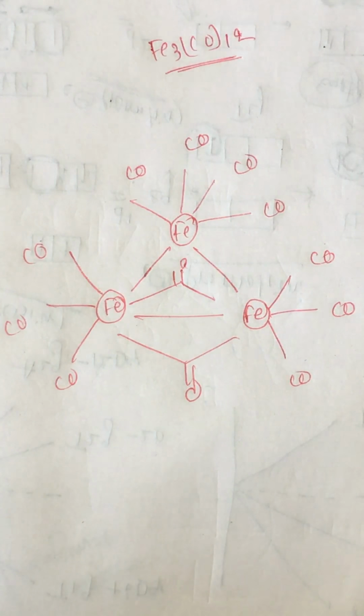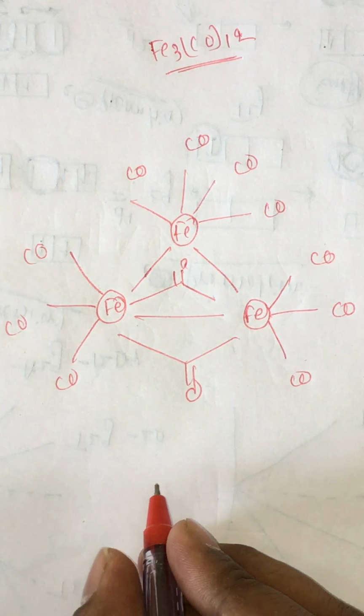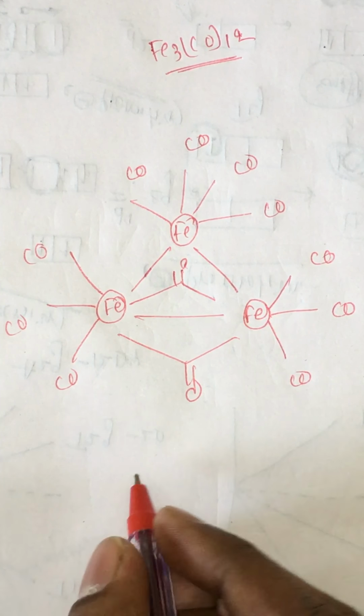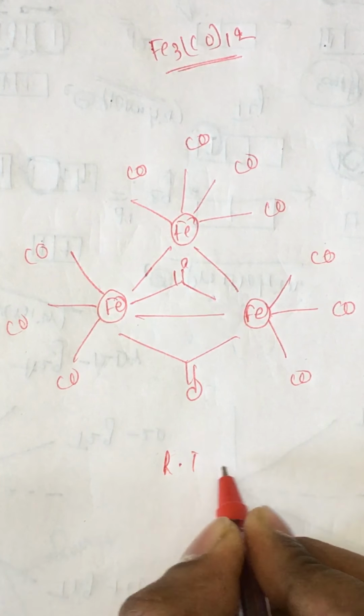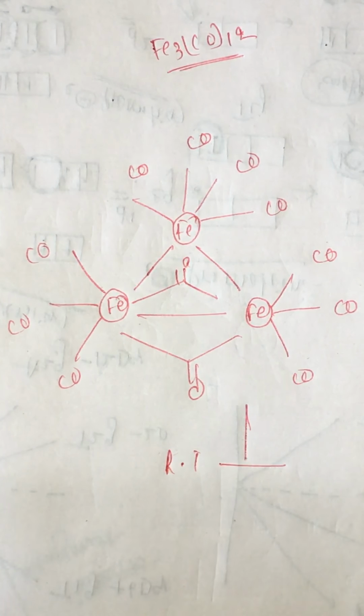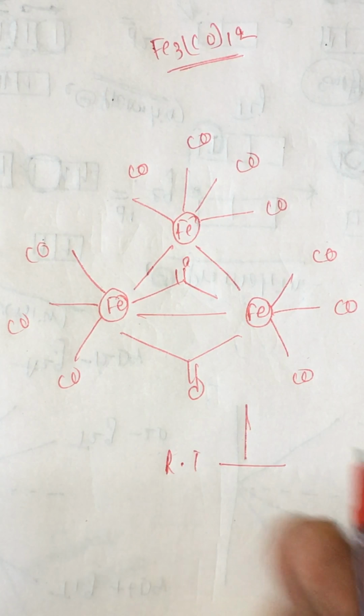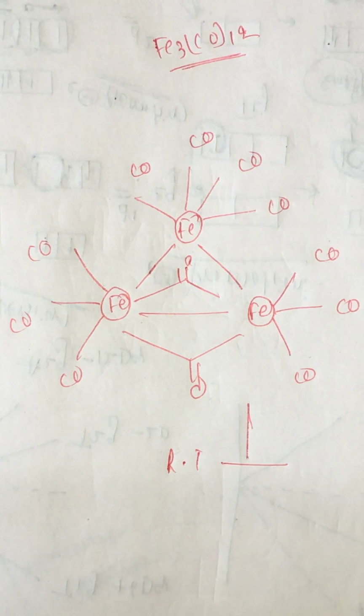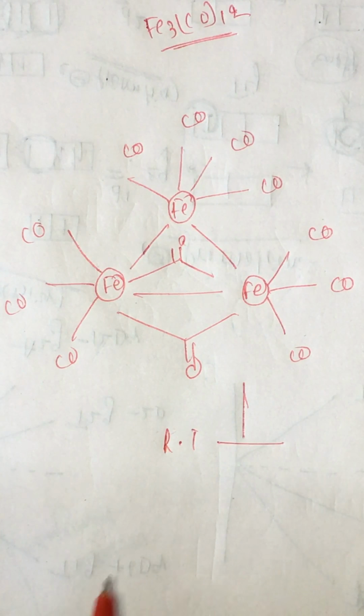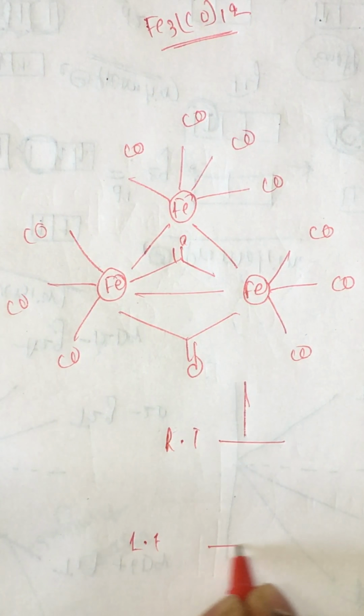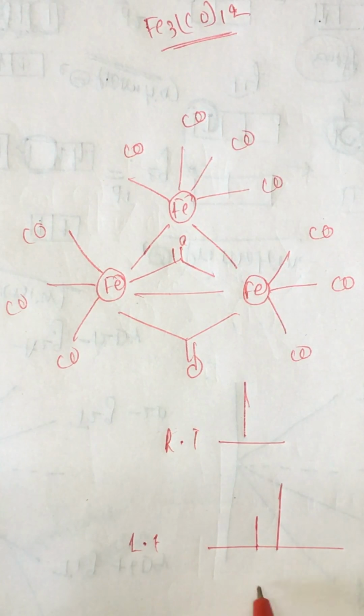So this is the structure for Fe3(CO)12. As we can see here, at room temperature we will get a single peak, because there will be an exchange between the axial, as well as bridging, as well as terminal. But at low temperature we will get two peaks with a 1:5 ratio.